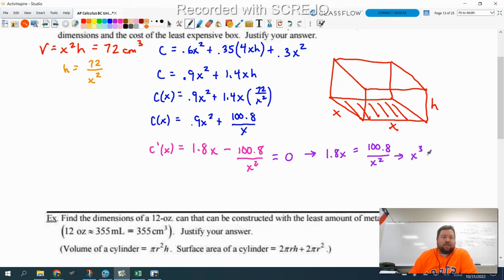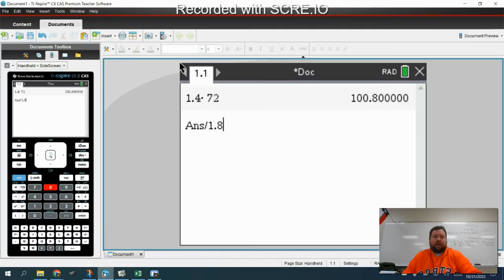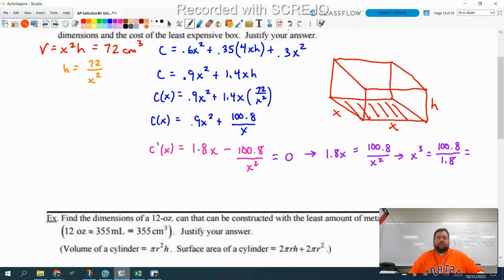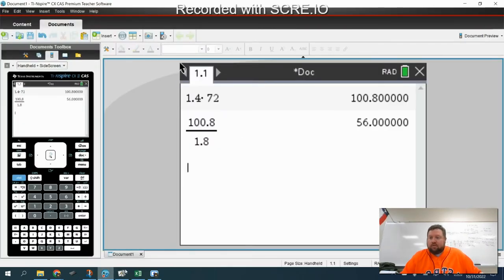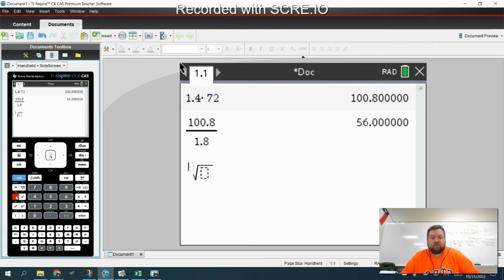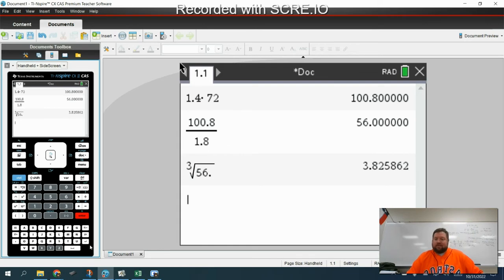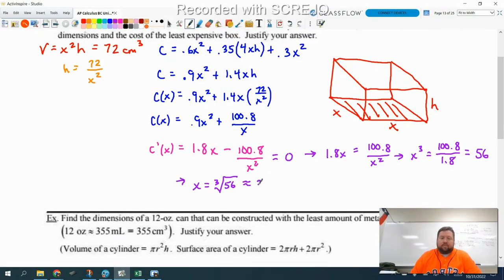So I get X cubed is equal to 100.8 divided by 1.8, which is equal to, let's go back to our calculator, 56. All right, and so that means X is equal to the cube root of 56, which is approximately equal to 3.826.